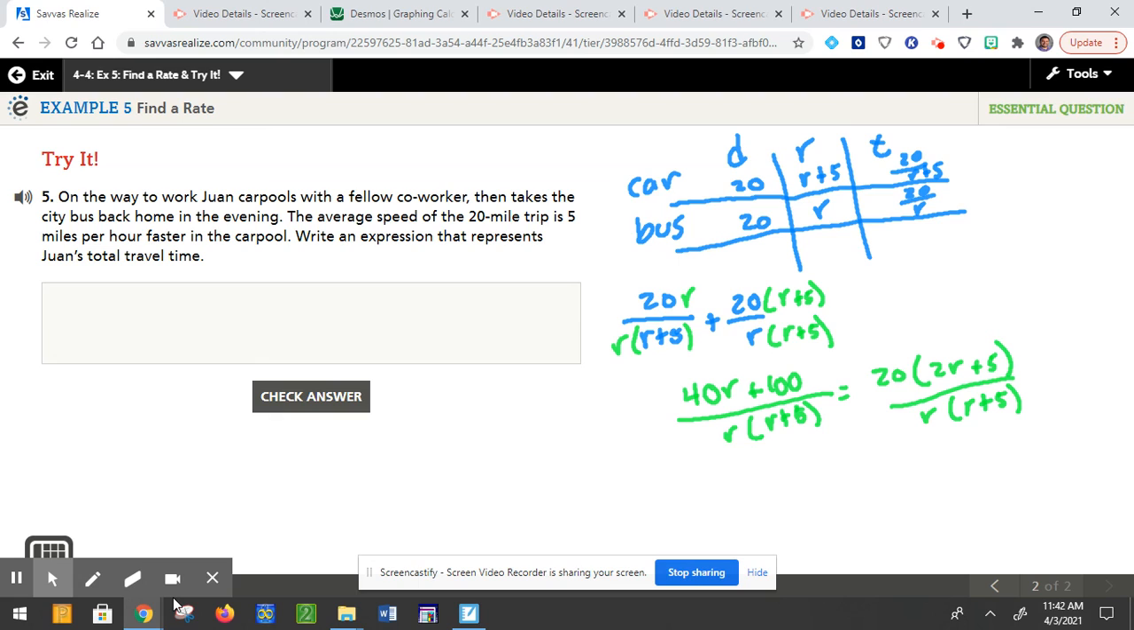When you add them together, that is going to represent the total time. The first fraction needs an r, the second fraction needs an r plus 5. When you add them together, you get 40r plus 100 over r times r plus 5. That's okay. You can also factor the numerator, but it doesn't actually get you anything because you can't divide anything out once you factor. So either answer would be fine.